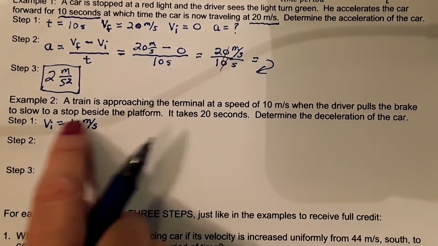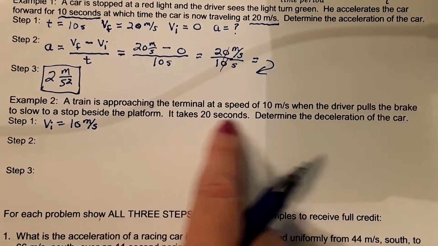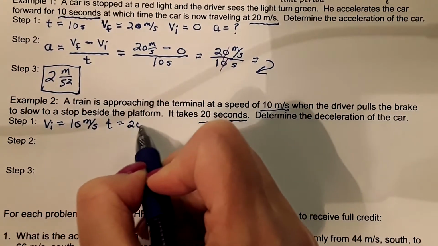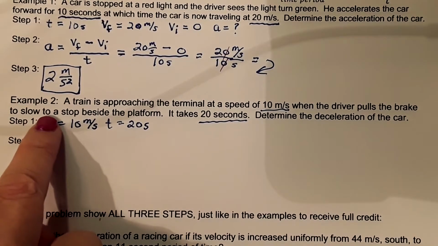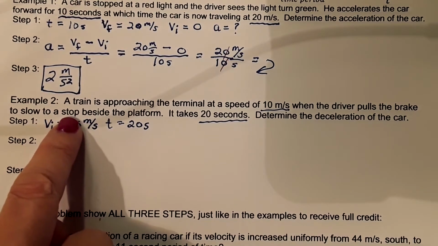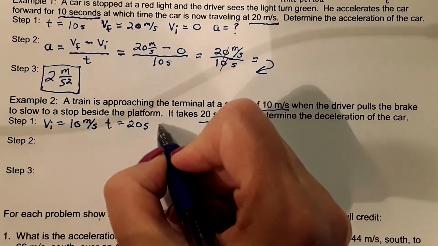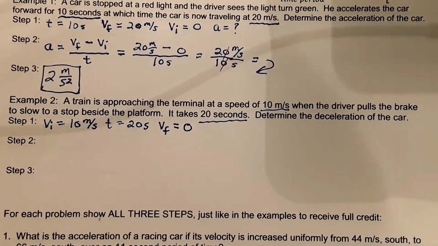It says then that he pulls the brake, slows to a stop, and it takes 20 seconds. 20 seconds, that's going to be the time. So you slow down for 20 seconds. Now, those are the only two numbers I see, but I want you to notice, it says he pulls the brake and slows to a stop. So at the end of the time period, he is not moving anymore at all. That means his final velocity or final speed is 0 meters per second. Okay? He has none. He's stopped.